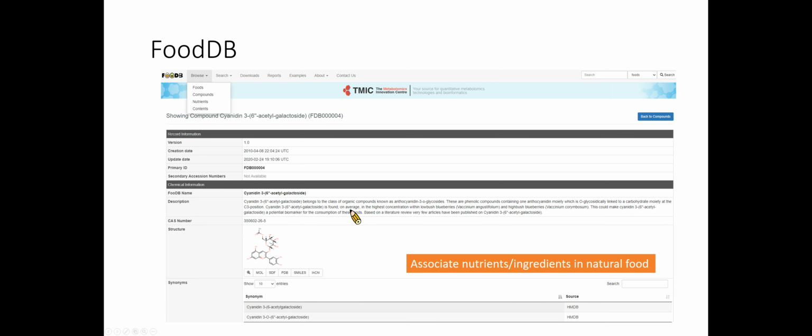FoodDB is a database of food-related information, including information on the composition and nutritional value of different foods. FoodDB associates the nutrients and ingredients in the natural food. If you want to perform a food-based suspect screening and try to probe the primary markers for food authentication, then this may be the place you'd like to check out.